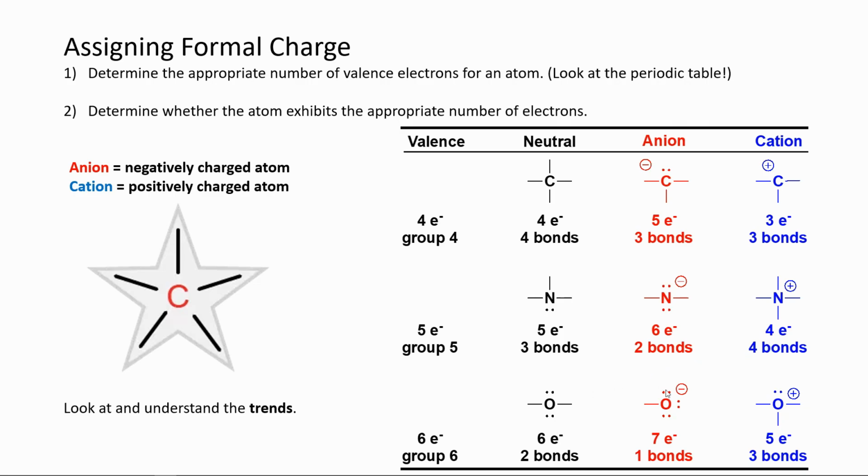And this trend holds true with oxygen as well, right? If we have 7 electrons around oxygen, it's only going to be forming 1 bond compared to the neutral, which forms 2 bonds. And that will be anionic. So with regards to carbon, nitrogen, and oxygen, you can correctly draw all of these forms of the atom if you keep this table in mind. Look at and understand the trends, and notice at no point in time do we have a carbon making 5 bonds.